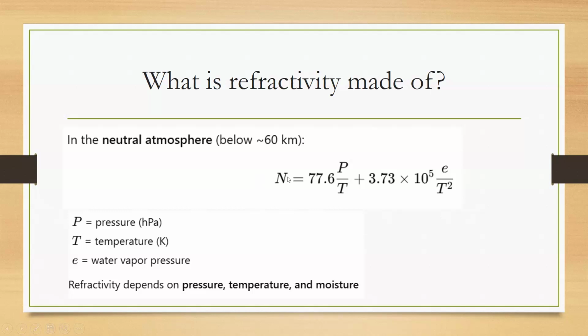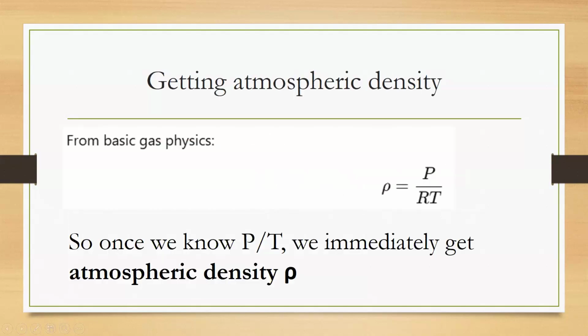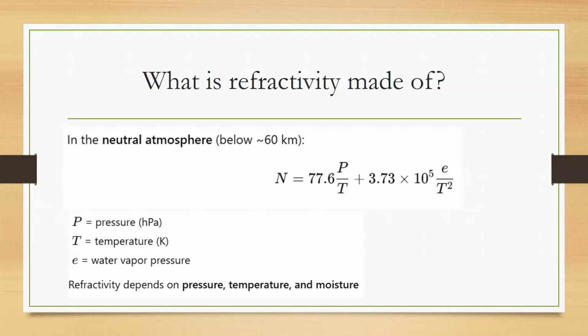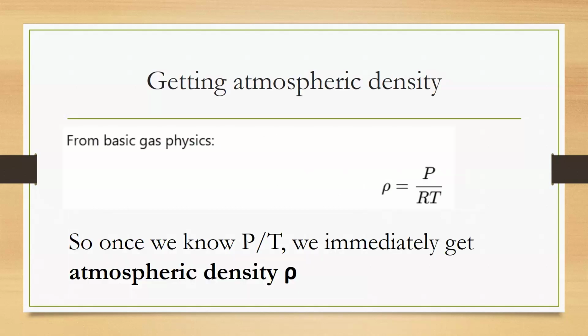So in this formula, N is the refractivity, which we already measured from the previous slide. Then P is the pressure, T is temperature, and E is the water vapor pressure. So we see that refractivity depends on those three factors. So how then do we go about measuring each one just from the same refractivity formula?